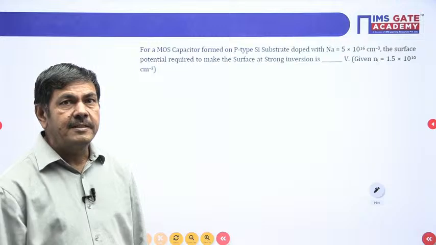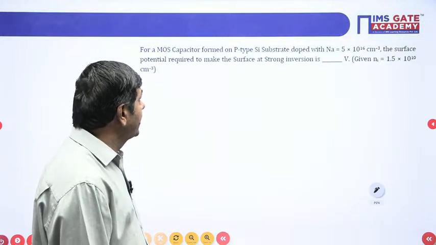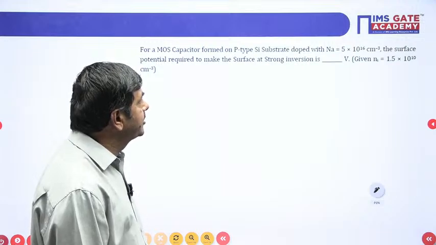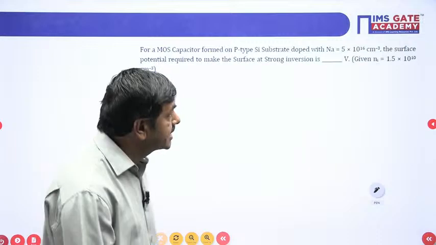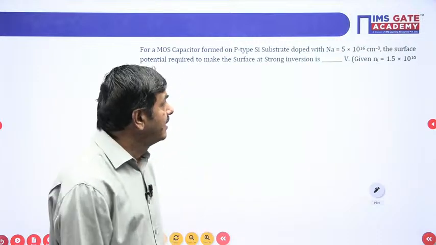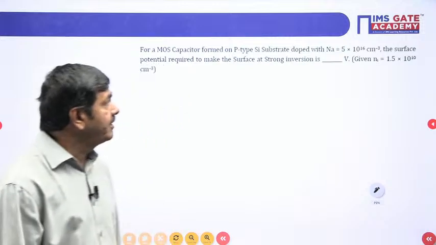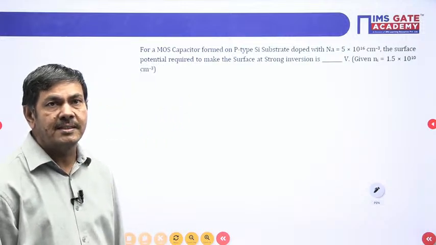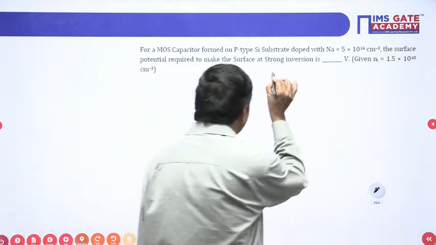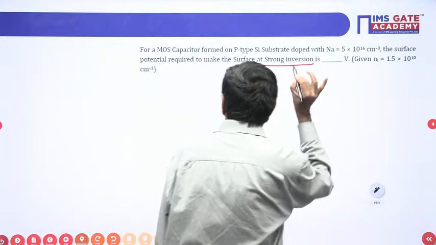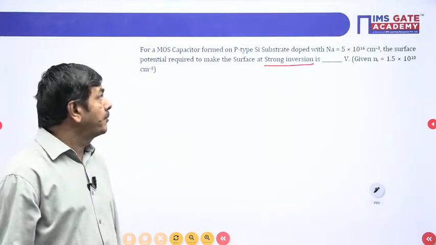But what is given in this particular problem? For a MOS capacitor formed on p-type silicon substrate doped with Na equal to 5 × 10^16 per cm³, the surface potential required to make the surface at strong inversion is dash volts. That is the given problem. Strong inversion, that point is very, very important. The surface potential is needed in the problem.